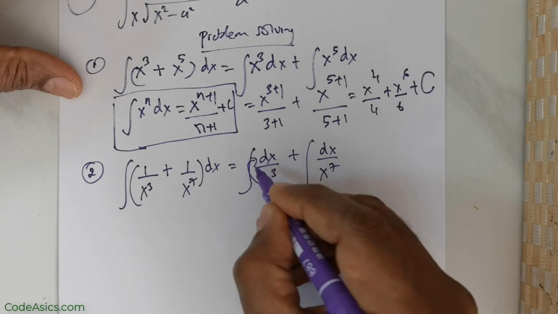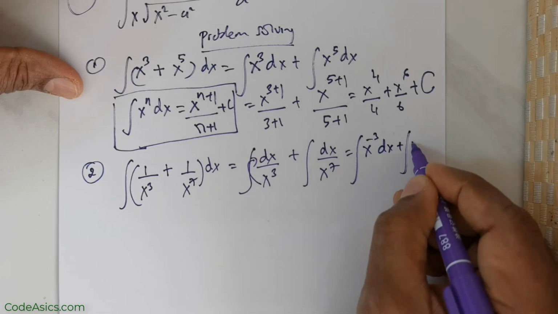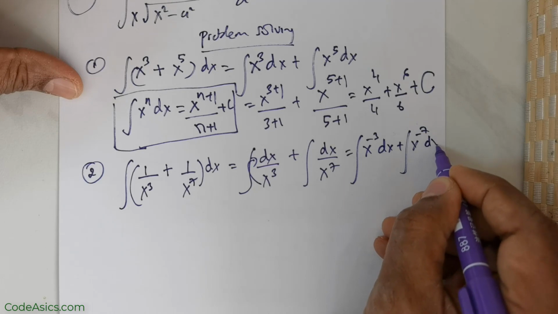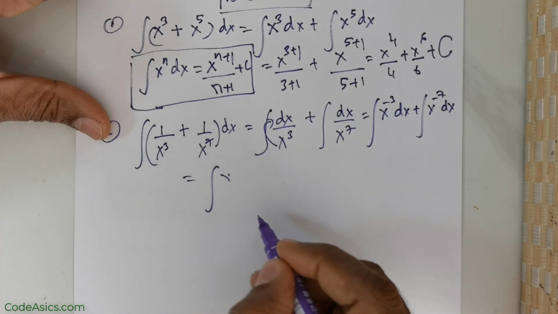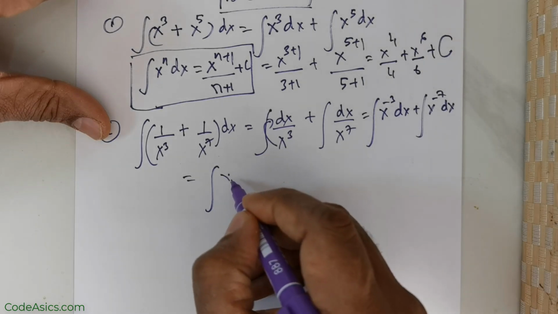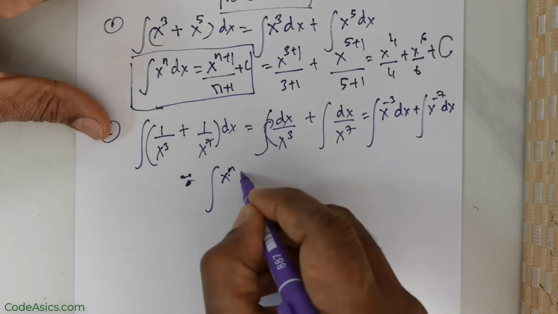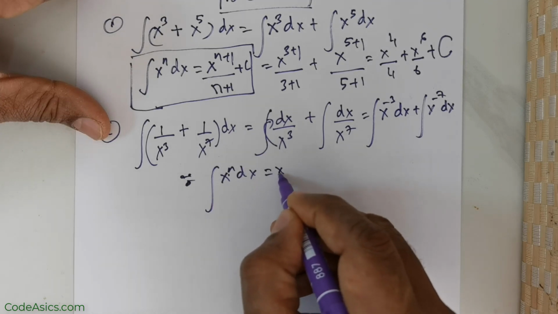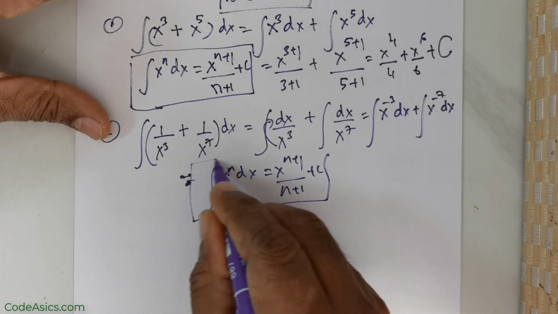Now bring this to the numerator, so this is going to be x to the power of negative 3 dx plus x to the power of negative 7 dx. Now this is rewritten, and you can use the concept of integration. Since we know that the integral of x^n dx is x to the power of n plus 1 divided by n plus 1, plus arbitrary constant c.